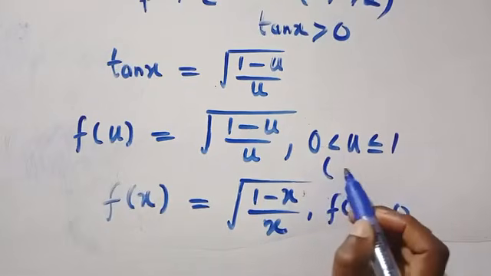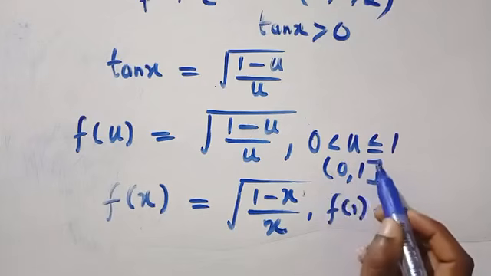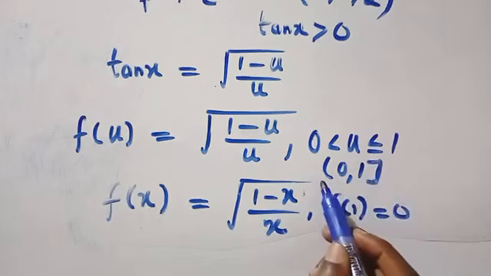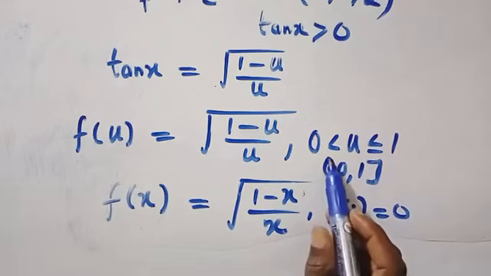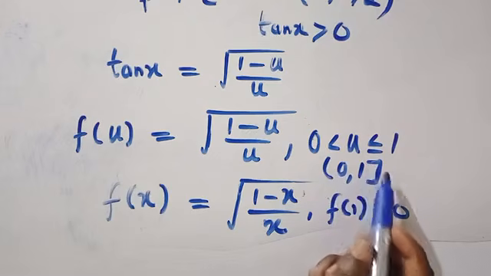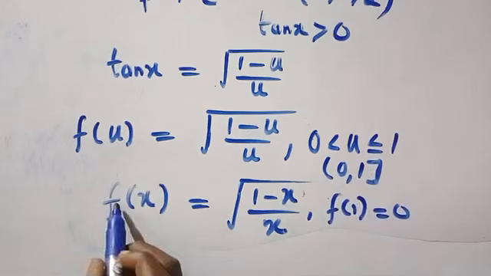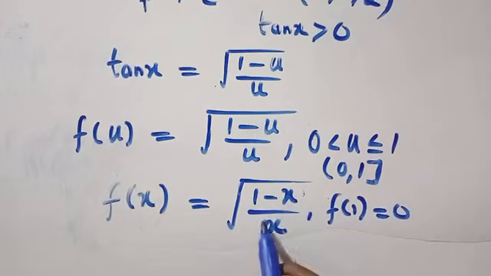And in another interval here, we have 0, 1. So looking at these two brackets, they are of different things and they have different meanings. Using this, it means 0 is not part of this. And when we close it, it means the number stops at 1. So f of x equals the square root of 1 minus x over x is the solution that we need for this function.